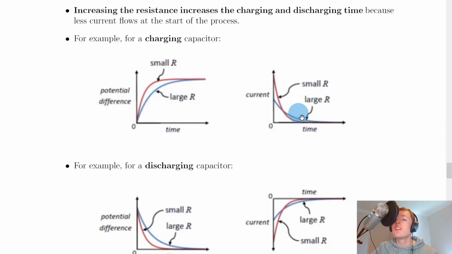And for the current decreasing to zero over time, if you're using a small resistance resistor, then it's going to decrease to zero in a shorter time, whereas if you use a larger resistance resistor, it's going to take a longer time to decrease to zero.